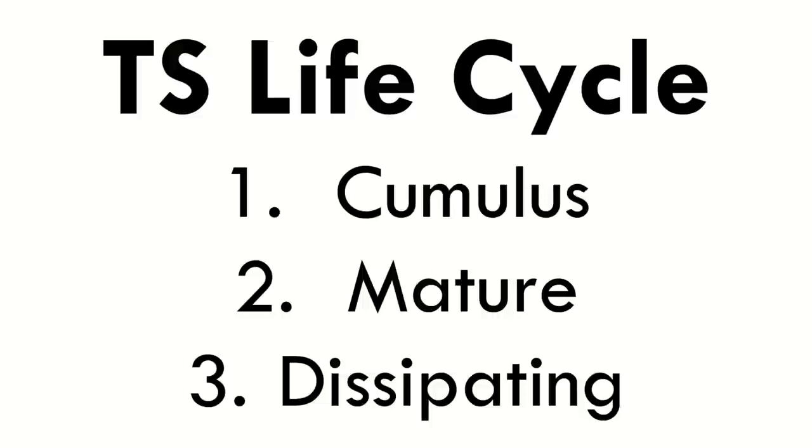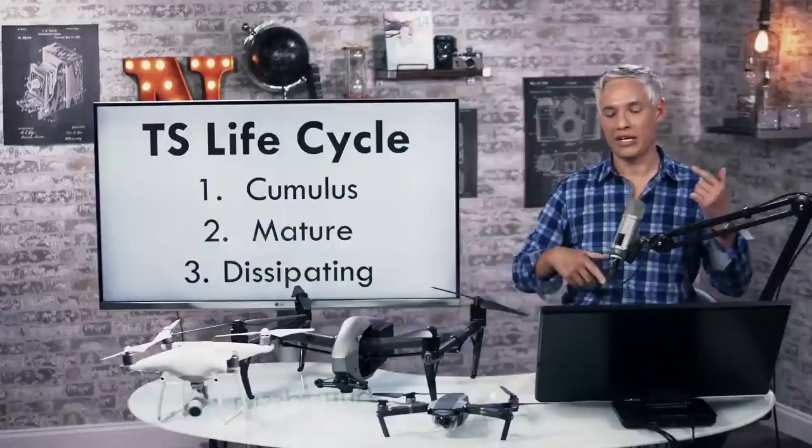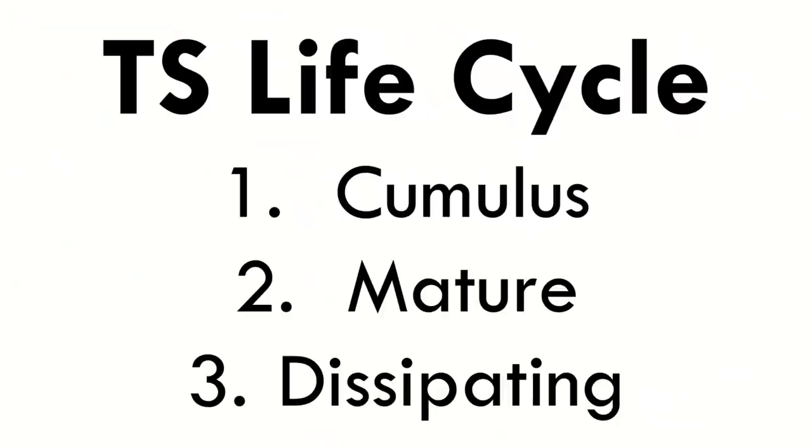I clearly don't want to fly in that. I just want you to know that the mature stage is the dangerous one. Cumulus cloud, not dangerous. It's obvious, right? Thunderclouds are dangerous. The dissipating stage is when it starts to disappear, and during the dissipating stage, you can see downdrafts start to occur. So I want you to know about that.